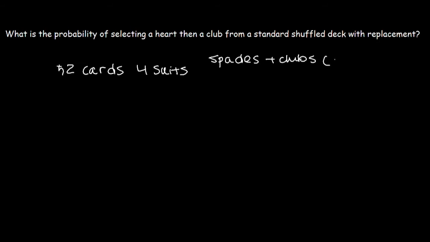A standard deck of cards consists of 52 cards or 4 suits. What makes up the 4 suits? You have spades, clubs, which are known as the black cards, and then we have hearts and diamonds, which are the red ones, right? And each of these 4 suits has 13 cards in total.